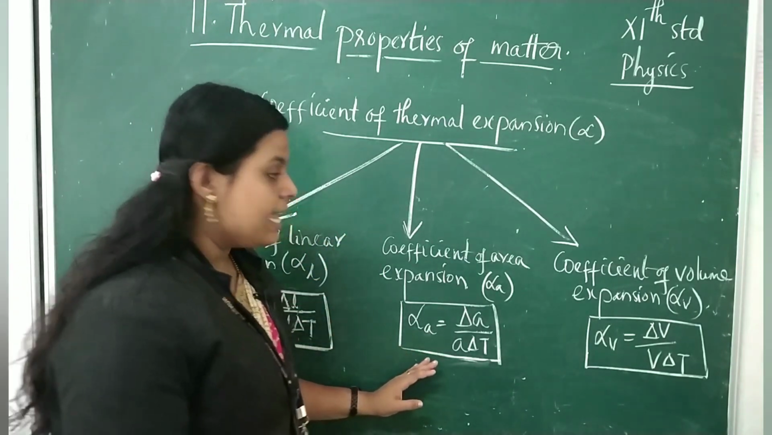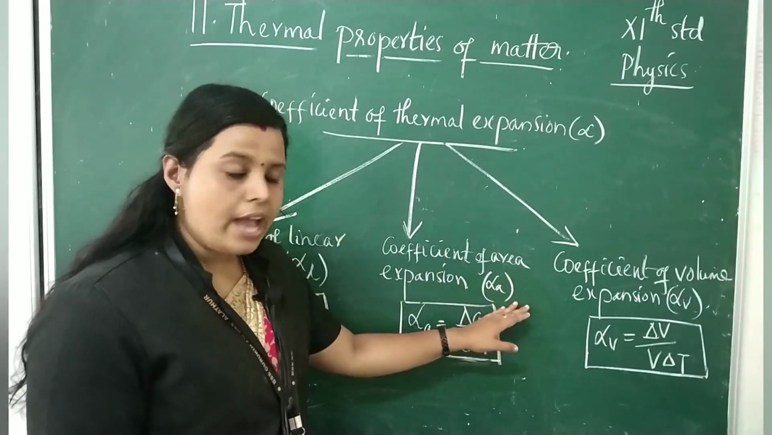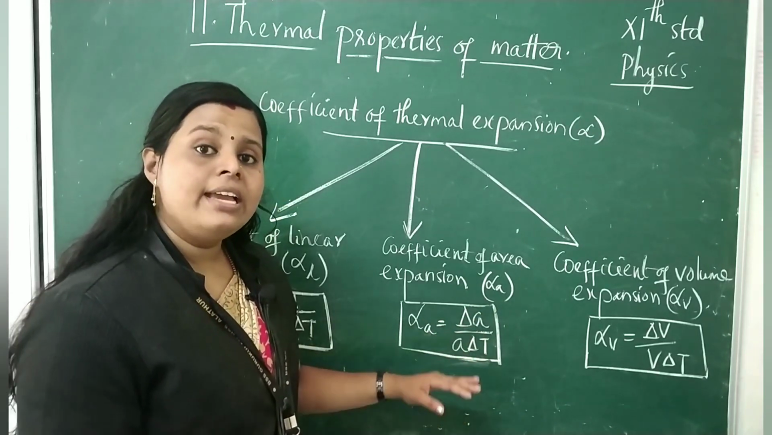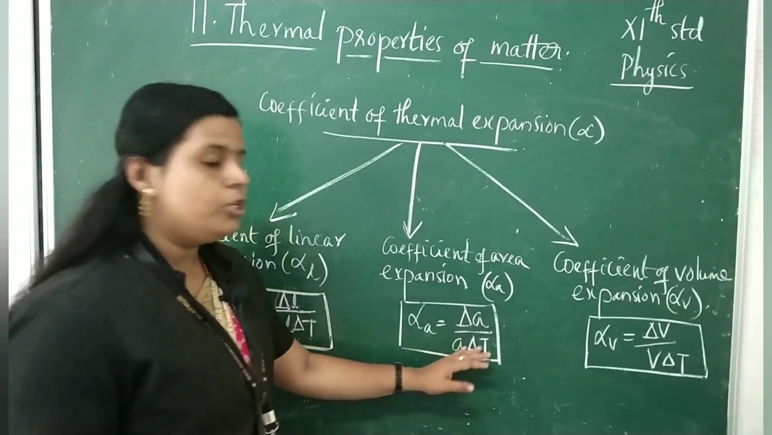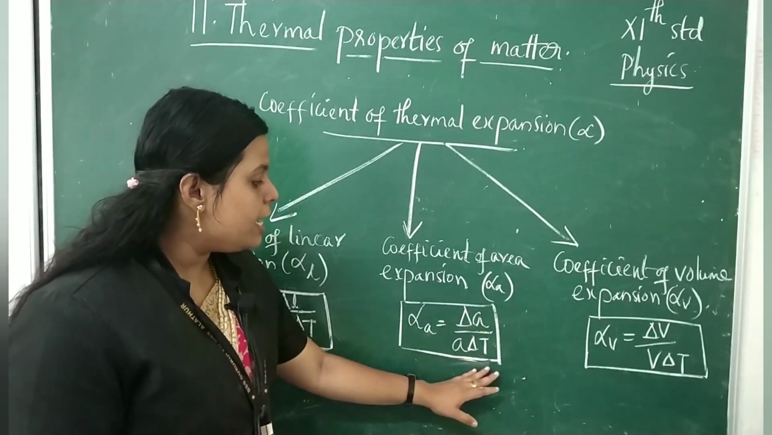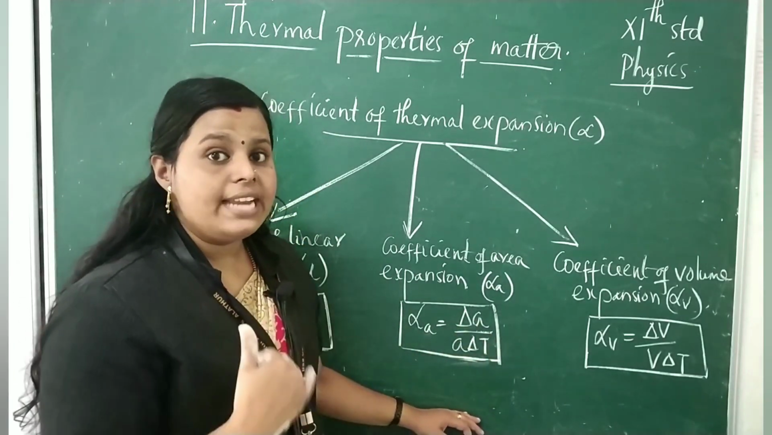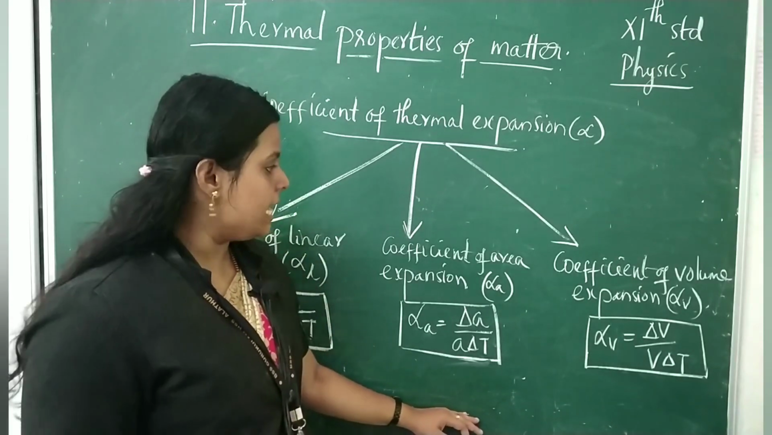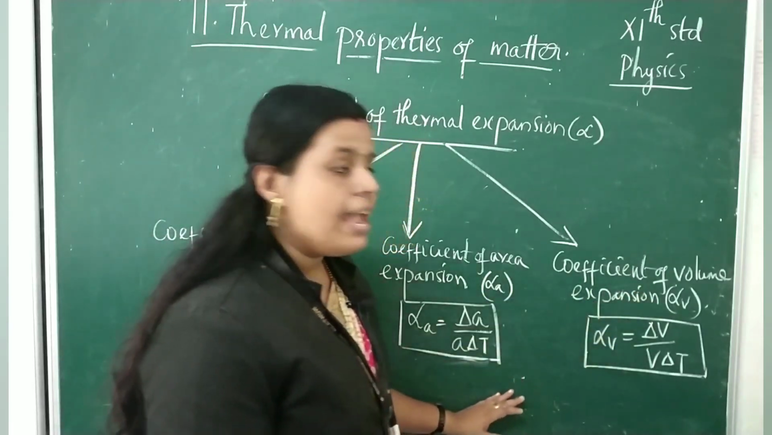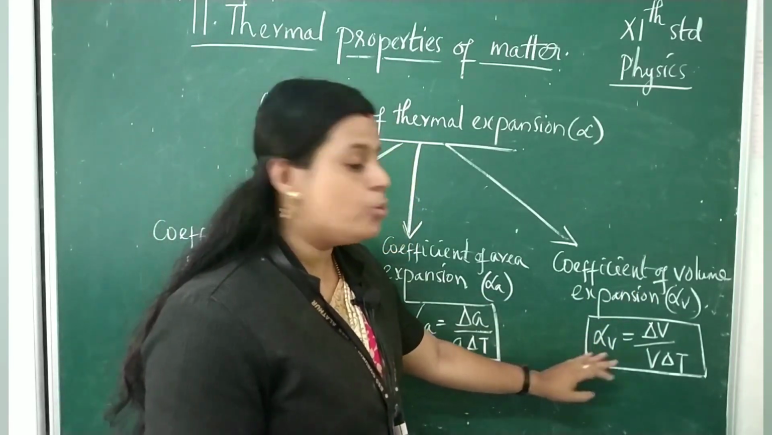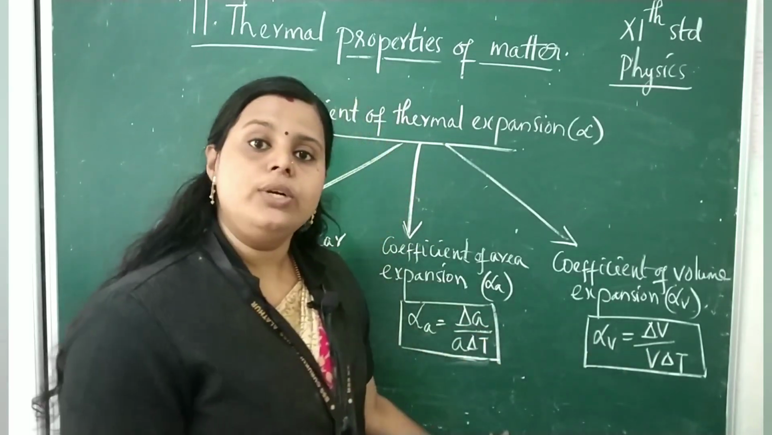Now what about the second one? That is coefficient of area expansion, which is denoted by alpha A. So change in dimension by change in temperature. അപ്പോൾ ഇവിടെ എന്തിനാണ് ചേഞ്ച് വരുന്നത്? ഏരിയക്കാണ് അല്ലെ. സോ ആൽഫ A ഈക്വൽ ടു ഡെൽറ്റ A ഡിവൈഡഡ് ബൈ A ഇൻറ്റു delta T. Clear? Delta A by A, that is the change in area, fraction of change in area. Now the third one, that is coefficient of volume expansion, which is denoted by alpha V, and this alpha V is equal to delta V by V into delta T.